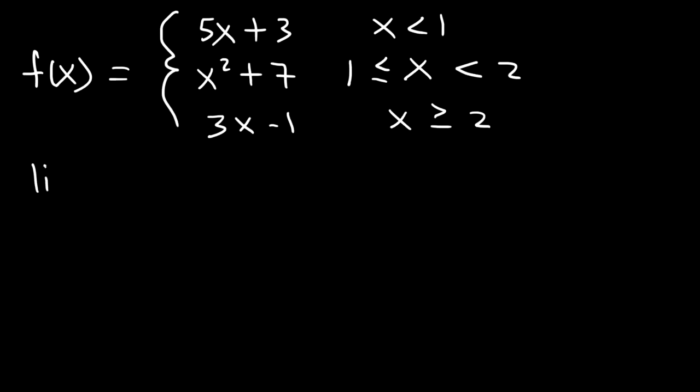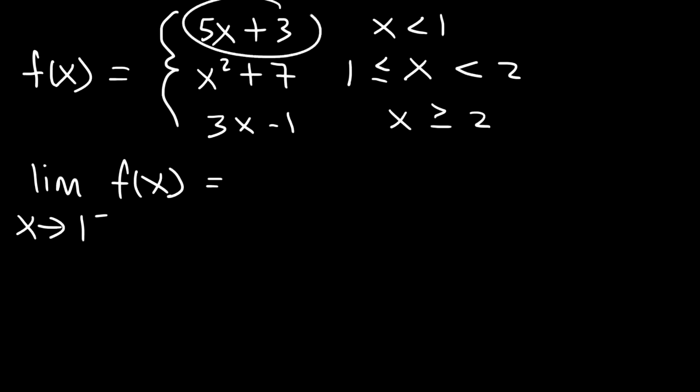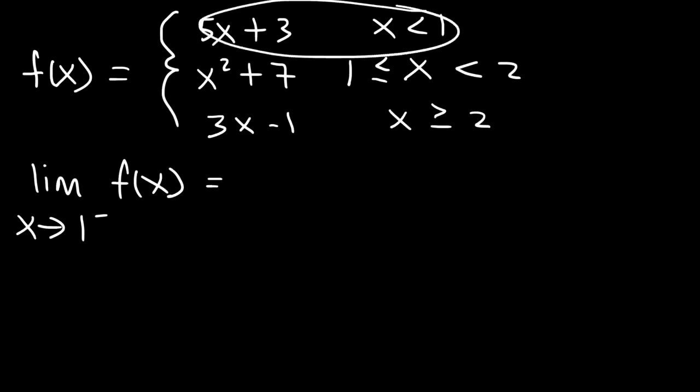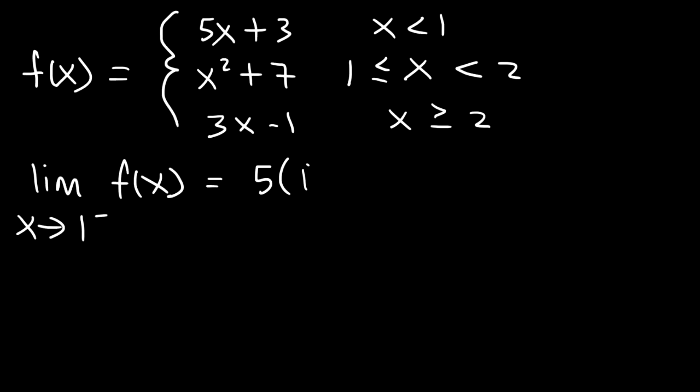What is the limit as x approaches 1 from the left side? Now, which part of the function will you use? 5x plus 3, x squared plus 7, or 3x minus 1? Now, we're dealing with the left side of 1. So that's when x is less than 1. So it has to be 5x plus 3. So let's replace x with 1. So therefore, the limit is going to approach 8.